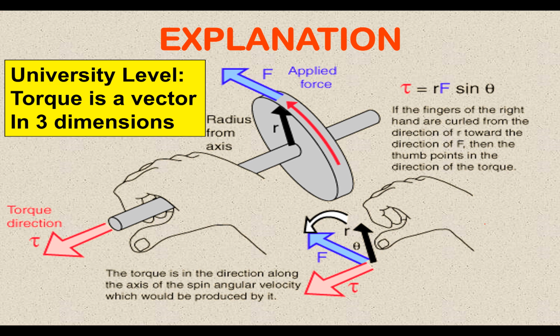And at university, you learn that torque is actually a vector, and it's in a third dimension, and then you have to use the right-hand rule to determine the direction of it. We're not going to be dealing with it as a vector. Right now in Physics 12, we keep it as a scalar.